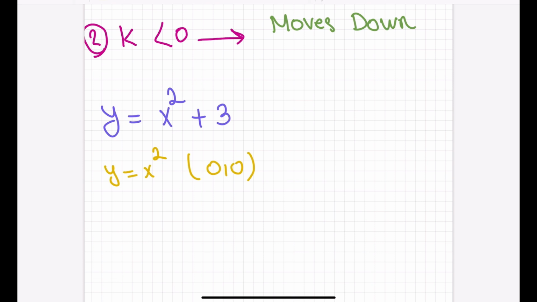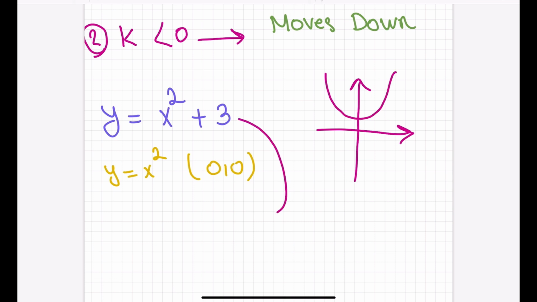And if I want to show it to you, the normal parabola, the basic one, looked like that. But right now our parabola is looking like this. So that's why we have the vertex as 0 and 3, which we know 3 is the k.